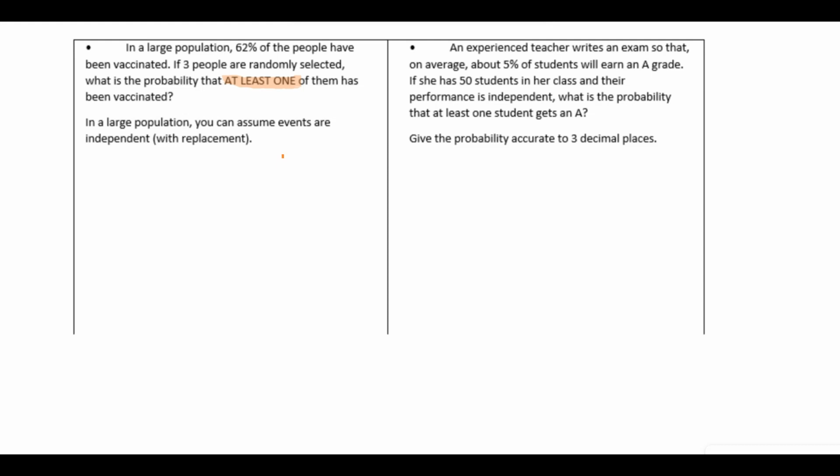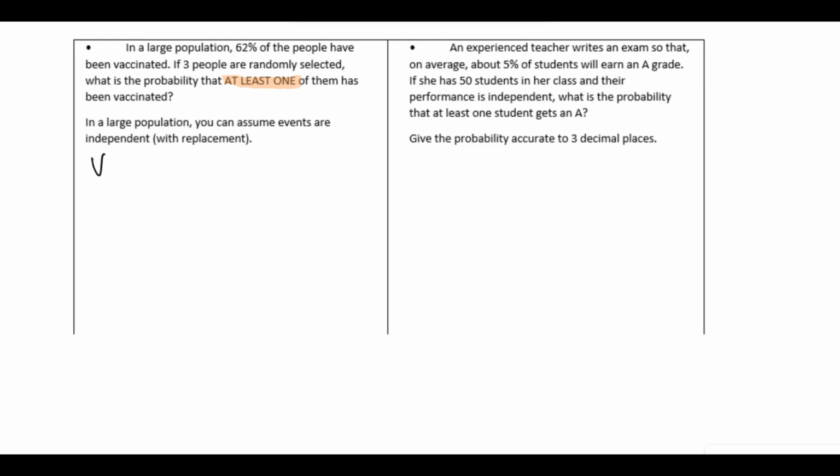In a large population, you can assume events are independent, in other words, with replacement. This is very useful because it simplifies the formula that we get to use. This is all an approximation, the probability. So let's take a look.